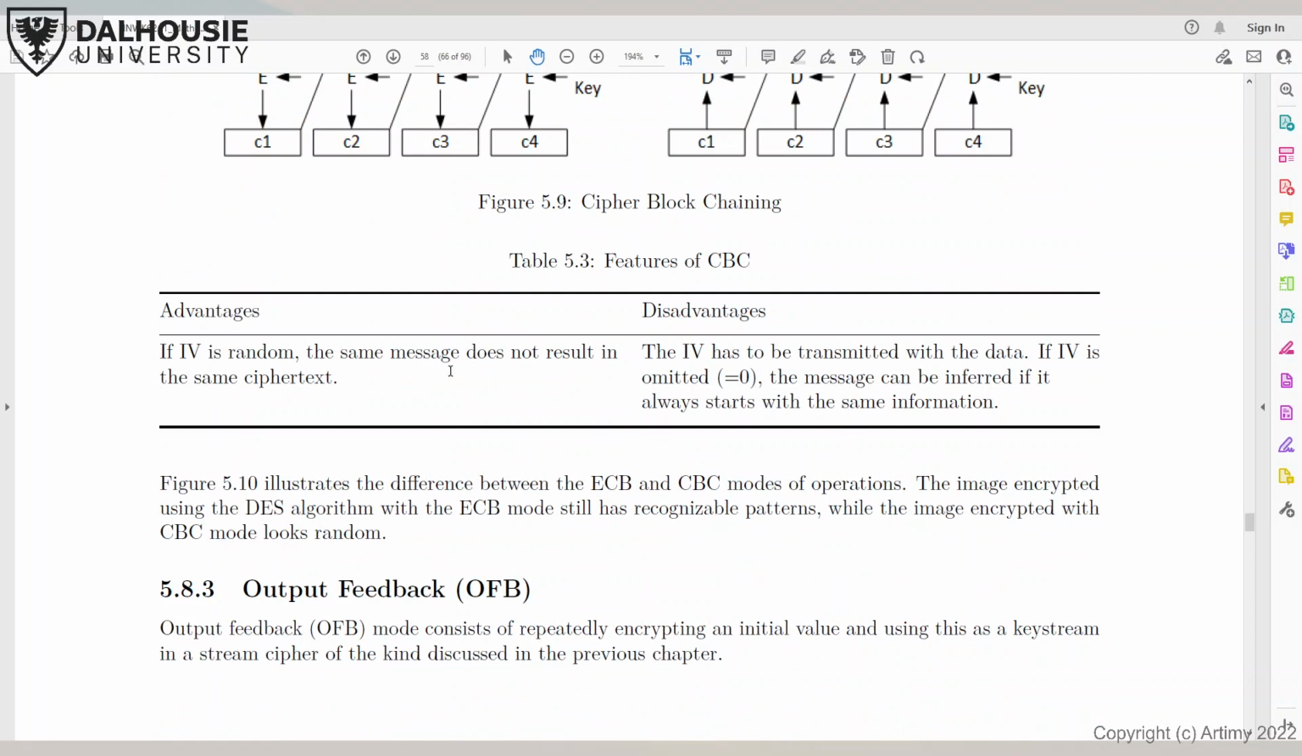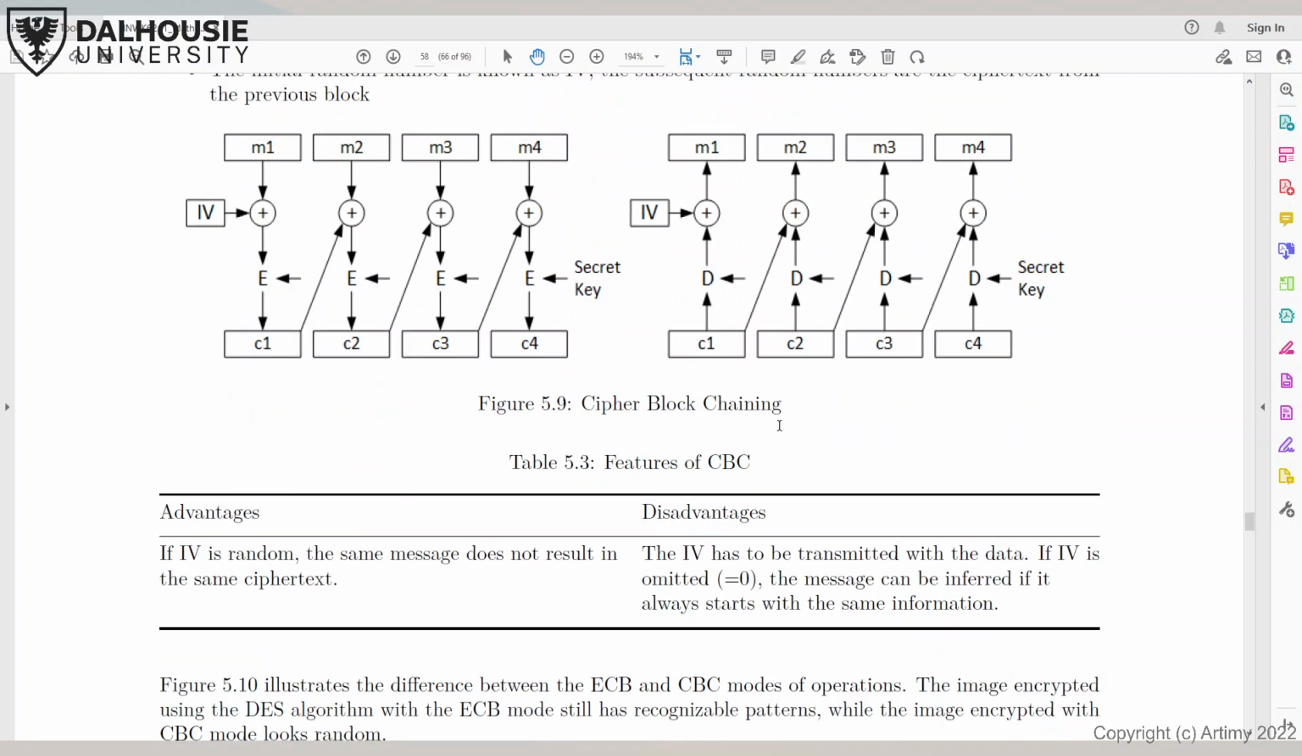So that's the advantage, but the disadvantage is, first of all, this IV thing looks like another key. It's another key that I need to exchange with the recipient, otherwise they won't be able to decipher the message. So we need the IV in the encryption, and we need one at the decryption. So effectively we need to exchange two keys: the key for the encryption and decryption, and the initial vector.